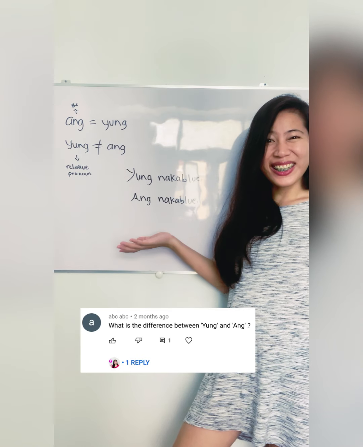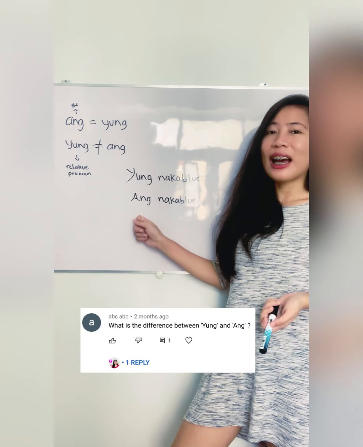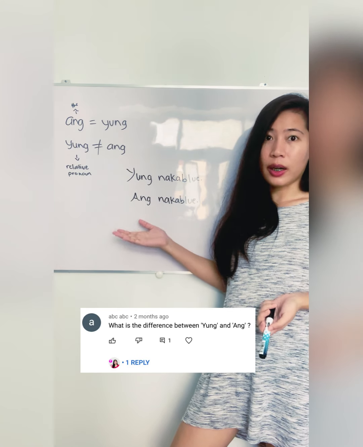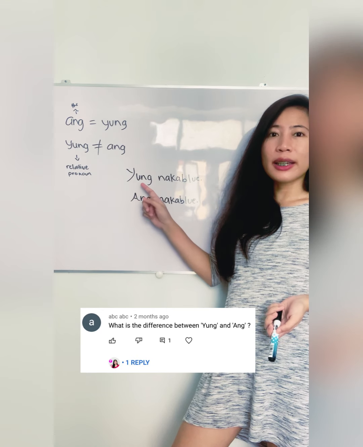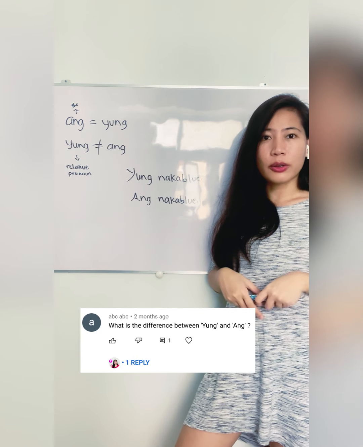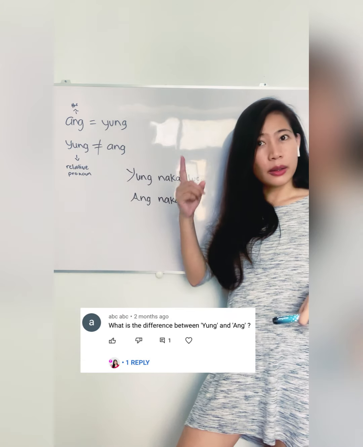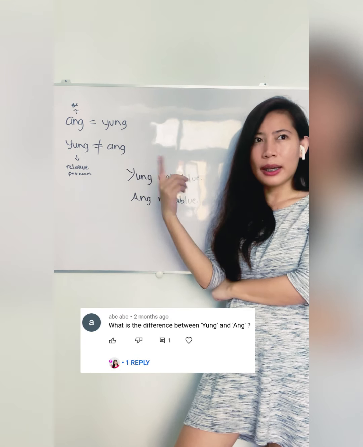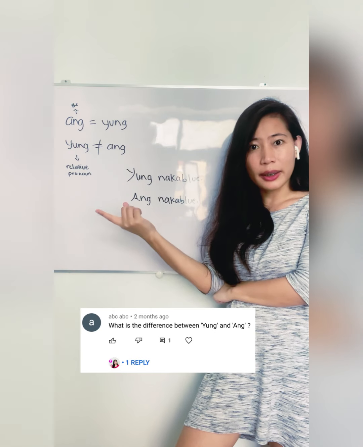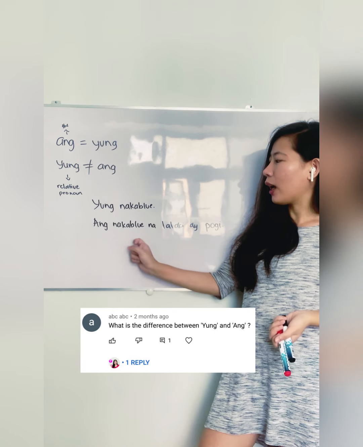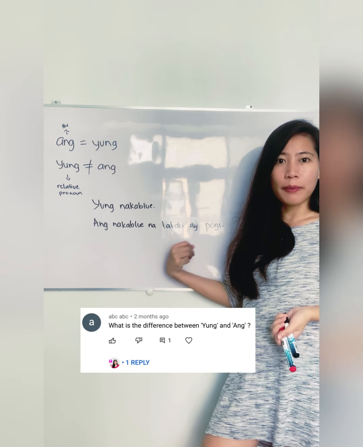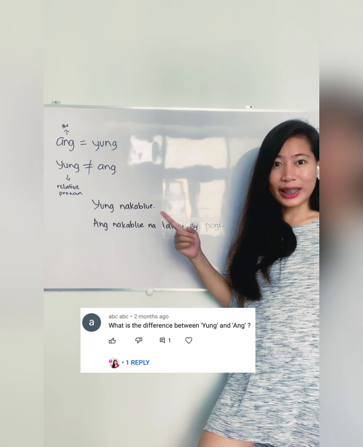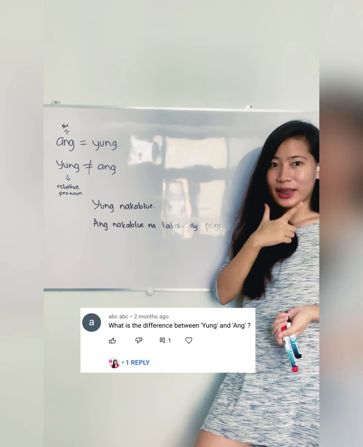Even in English, it doesn't sound right, diba? Because ang is only equal to the article the. But yung is a relative pronoun, which could mean the one, that thing you told me last night, yung sinabi mo sa akin kagabi. Ang naka-blue na lalaki ay pogi. The guy in blue is pogi, handsome.